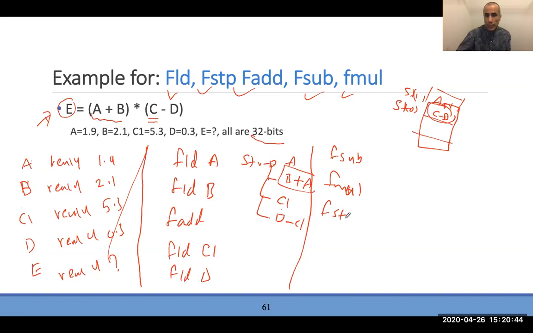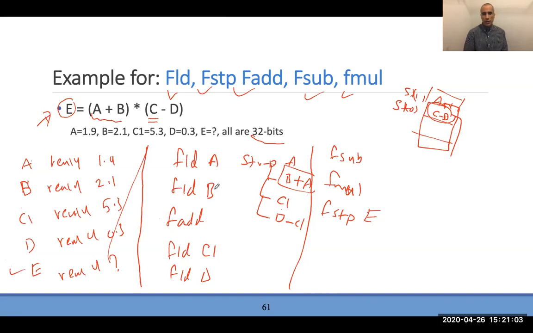Do you need P? Because you're storing one value, you don't need it, but if you want to write it, that's fine. So you're going to say FST into E. You're going to take the result from the top of the stack and store it in E, which we already declared right here. You see the idea, guys?